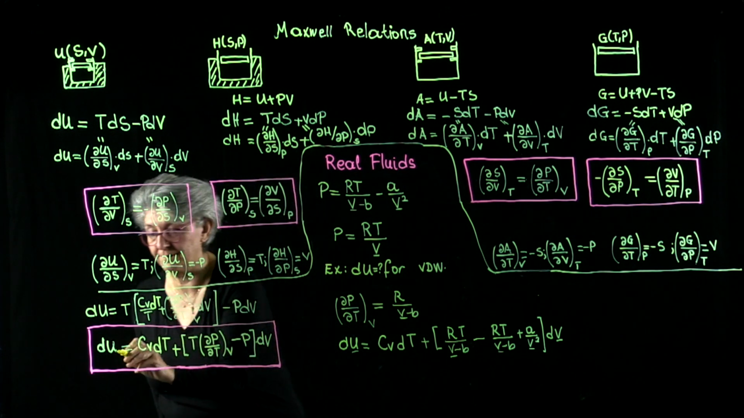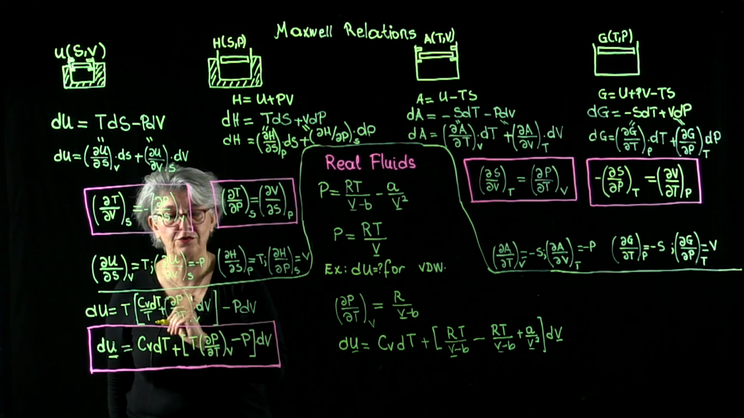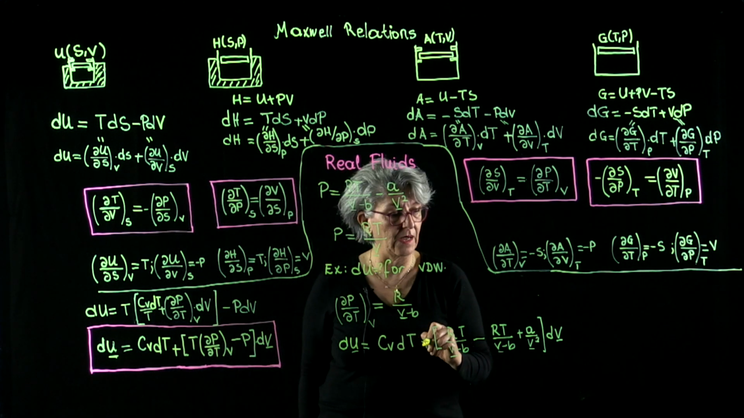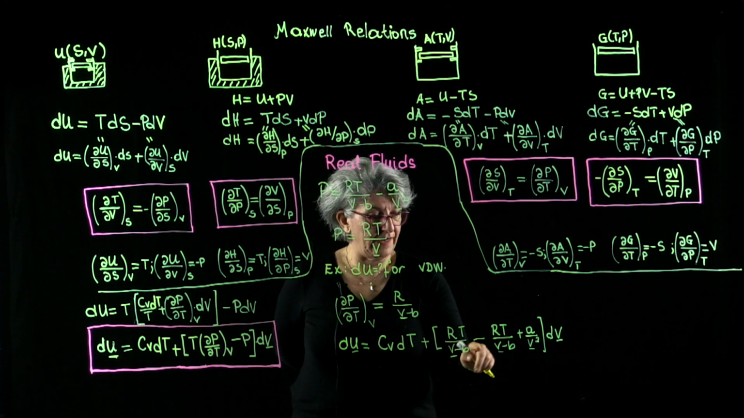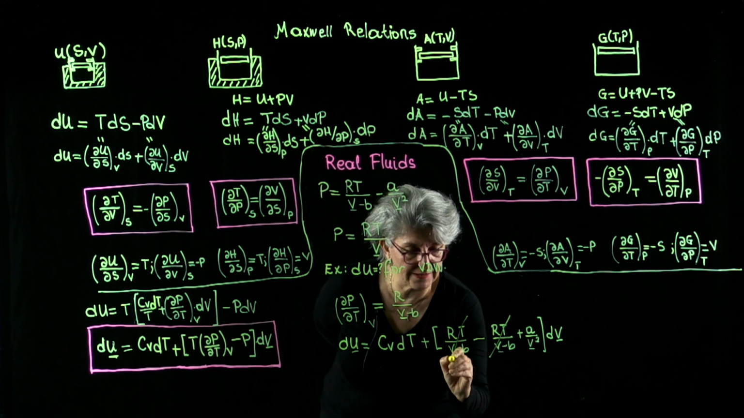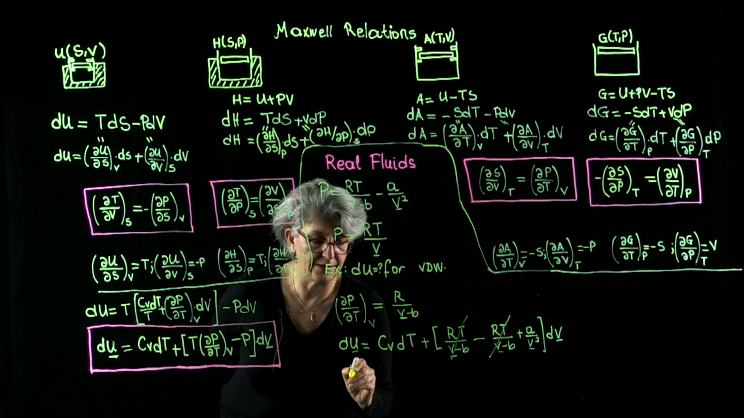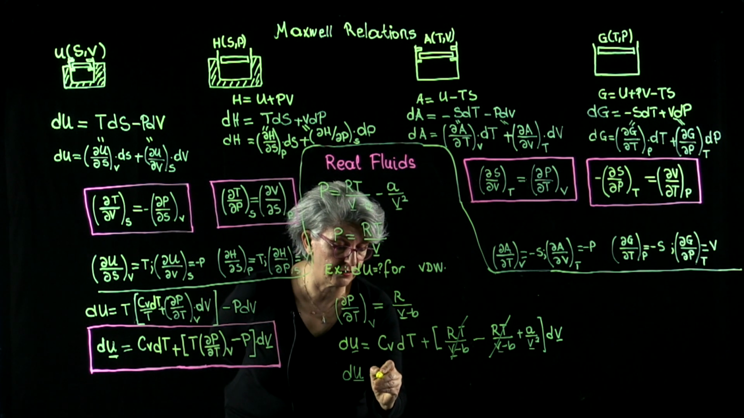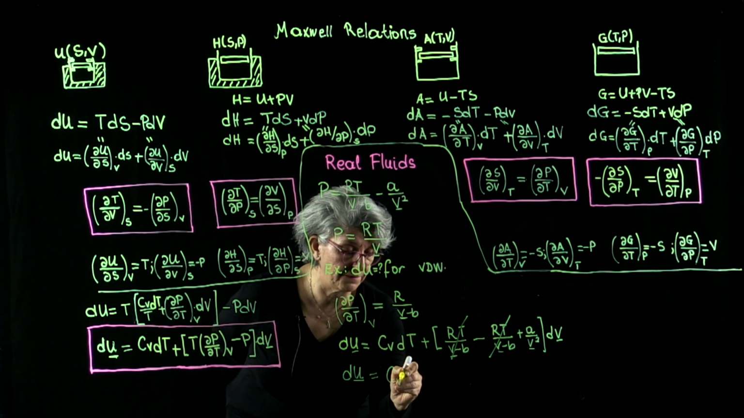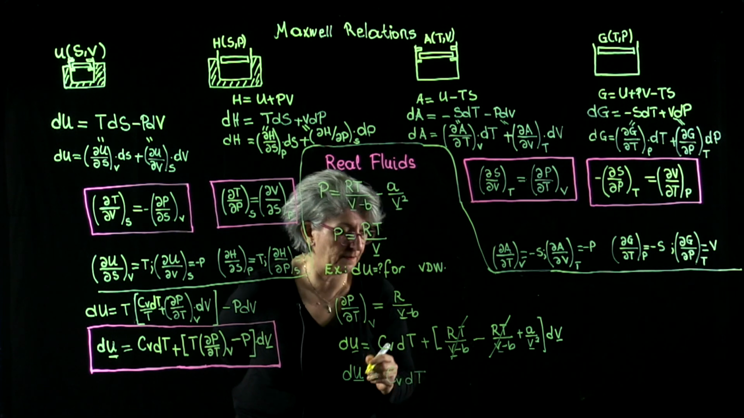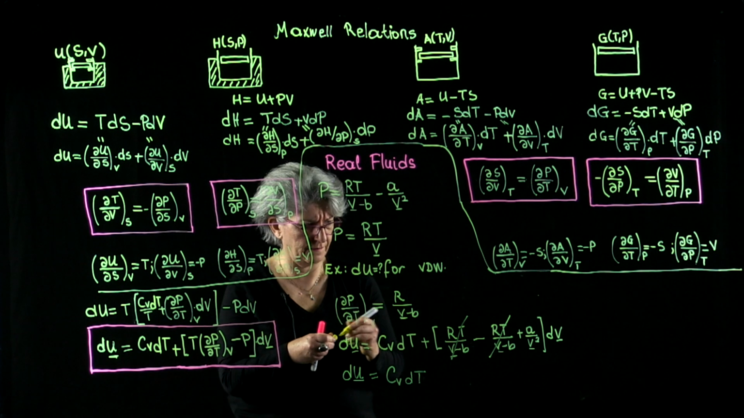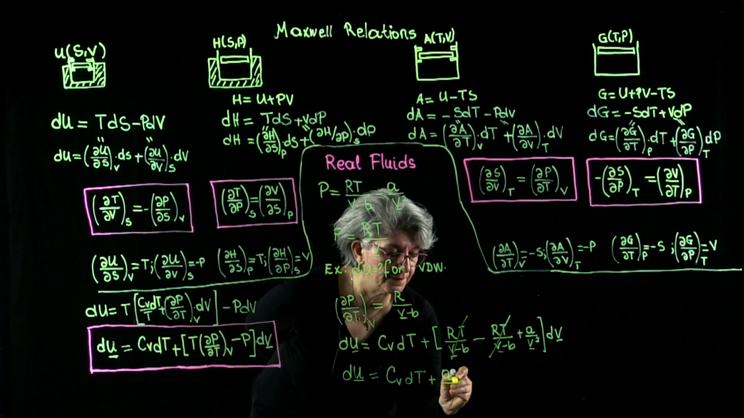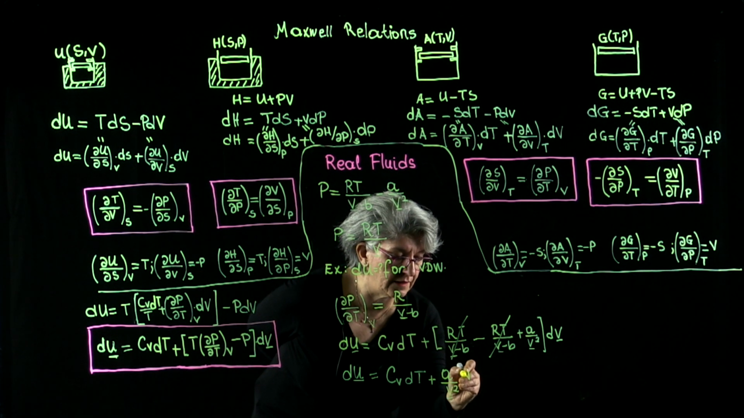All right, just let's make sure that we are consistent. Okay, now these terms cancel one another and my internal energy expression for a van der Waals equation of state is C sub V times dT plus A over V squared dV.